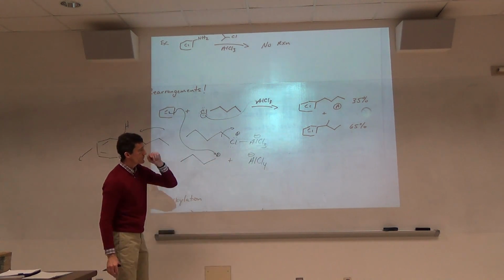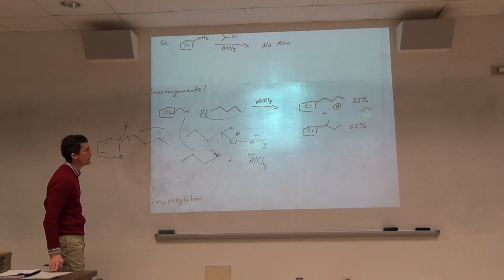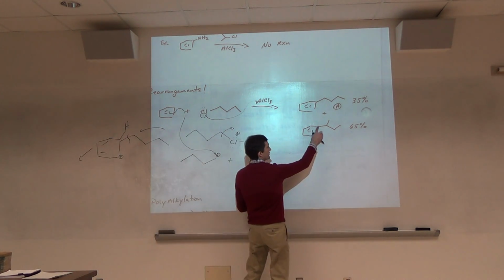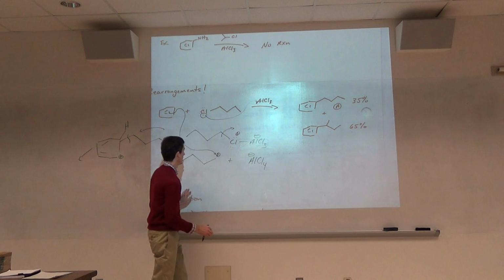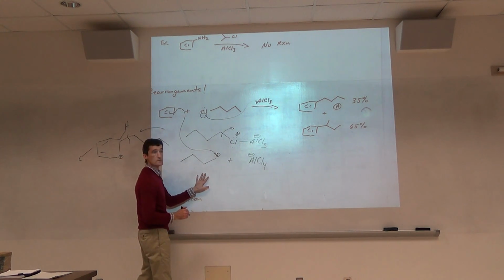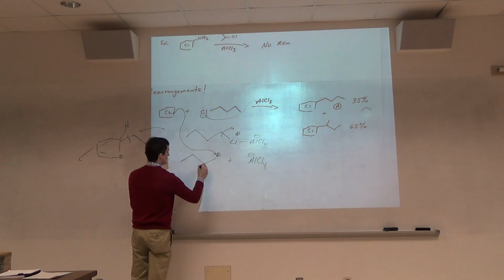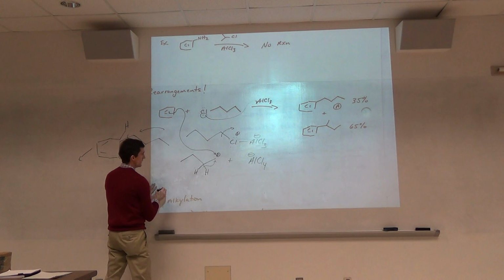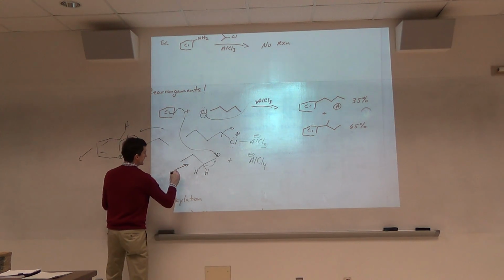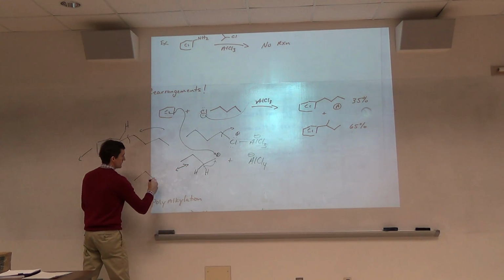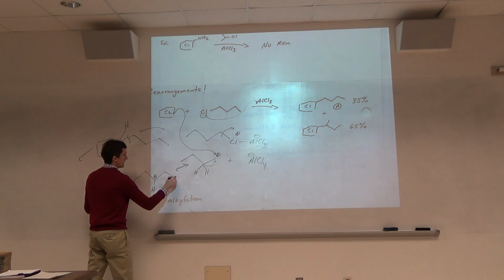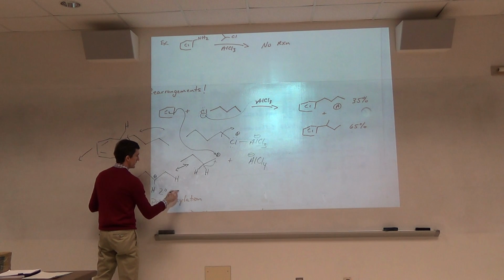How do we get the lower product? Apparently there was a carbocation on the second carbon. What do we do? Hydride shift. We have two H's here. One of them can move over, and we get secondary.